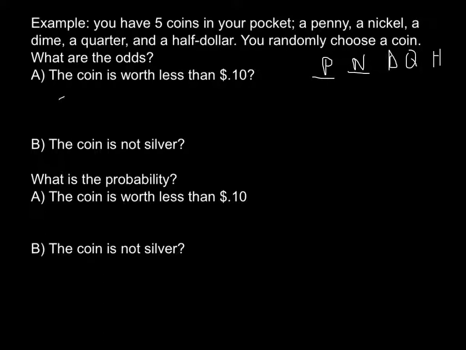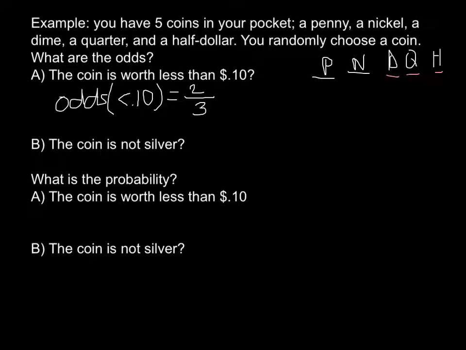We'll write it this way. Odds that less than 10 cents equals 2. Okay, we have 2 options that are less than 10 cents. That means we have 3 options that are more than 10 cents. So my odds are 2 out of 3 that I will choose a coin less than 10 cents.